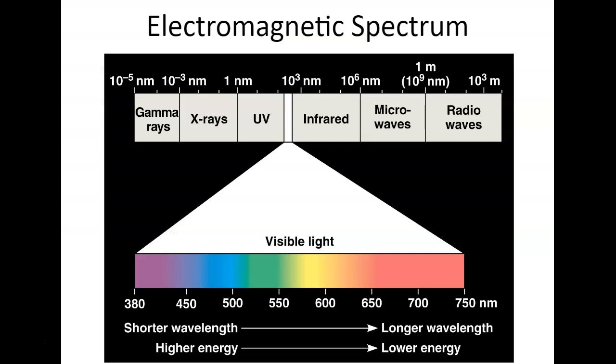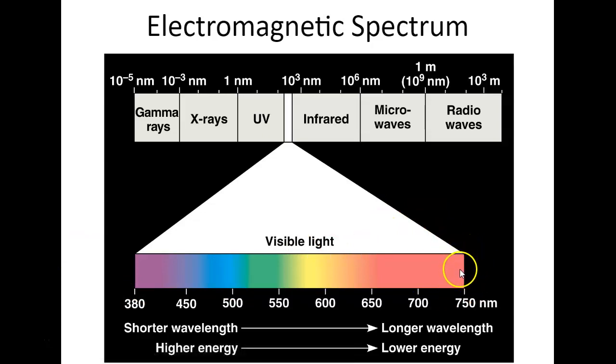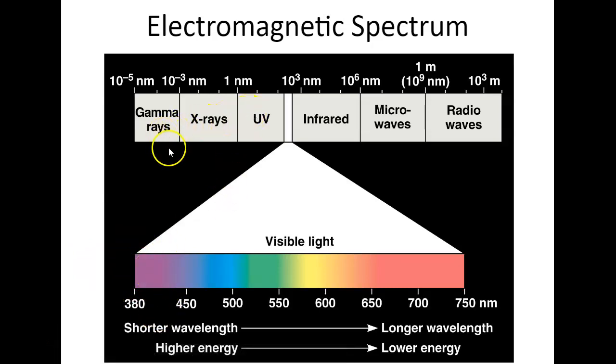Here's just a quick picture of the electromagnetic spectrum. You can see that visible light is down at the bottom. So the really long wavelength or low frequency is red, all the way to the short wavelength, high frequency on the left. That's the violet, and then it goes into ultraviolet and gamma and so on. So there are certain frequencies that we will learn are more advantageous for pigments to absorb.